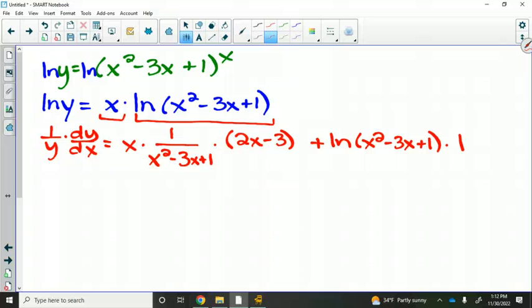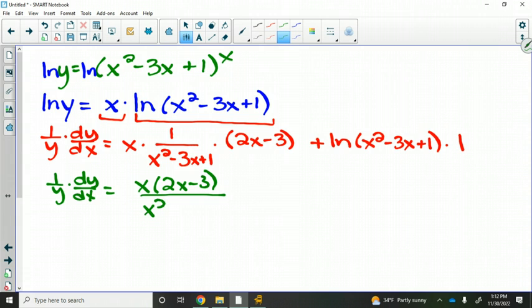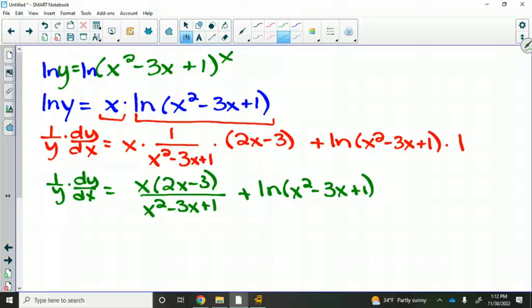All right, I'm going to simplify the right-hand side a little bit. And what I'm going to do for this first term before the plus sign, I'm going to make it x times 2x minus 3 all over x squared minus 3x plus 1 plus the natural log of x squared minus 3x plus 1. And then, last thing we have to do, multiply each side by y.